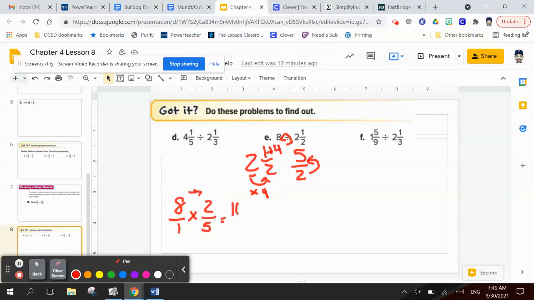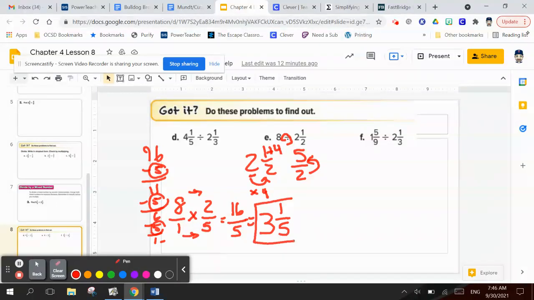Then I multiply. 8 times 2 is 16. 5 times 1 is 5. I'm going to use my equal groups. I'm going to take 16 minus 5, which is 11, minus 5, which is 6, minus 5, which is 1. So that is 1, 2, 3 groups of 5. 1 is left out of 5. And letter F, 1 5/9.